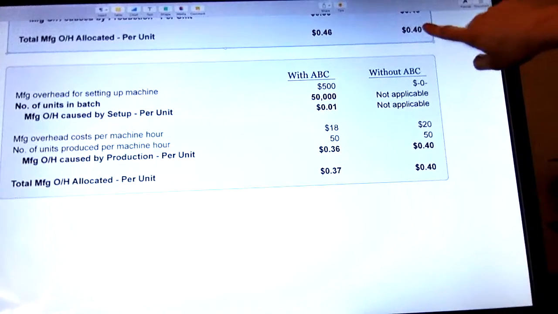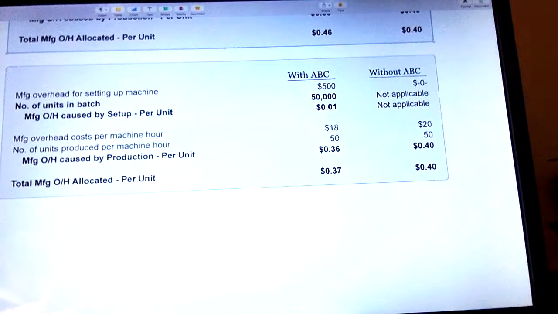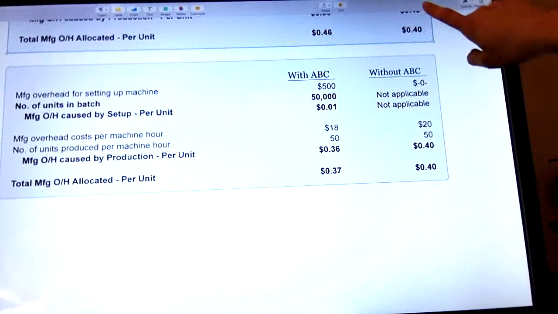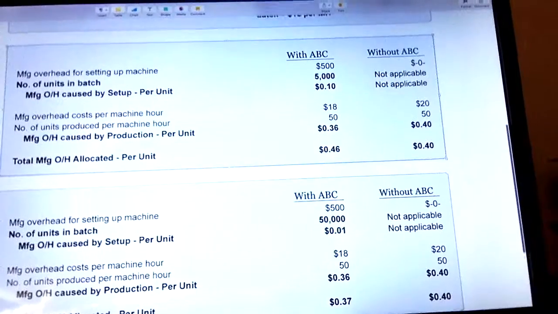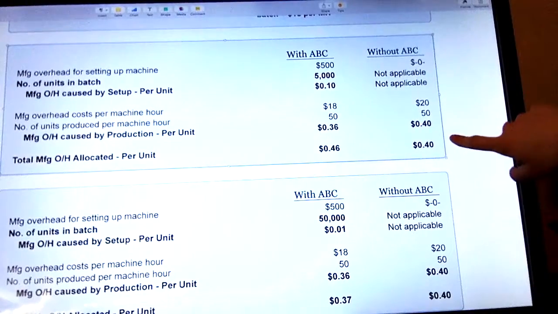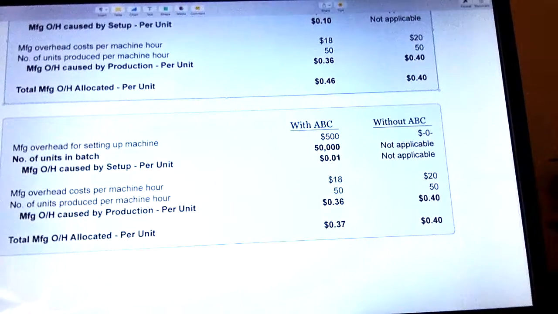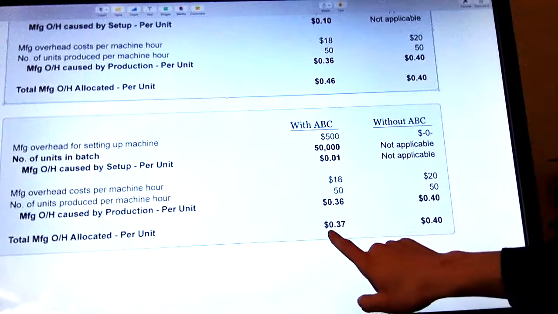Whereas the company not using activity-based costing is going to see unforeseen costs and possibly lose money. And here they're going to lose the bid because they didn't recognize that they could make it for less.